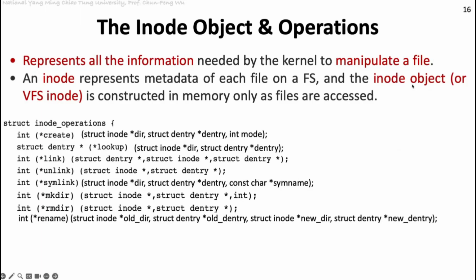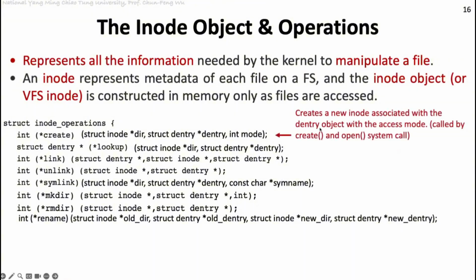So here are several kinds of inode operations. This is just to let you get a feel for what inode objects are, and what the role of the inode objects is. Here we have create. Create is to create a new inode associated with the dentry object with the access mode. Here are several parameters that you can use to create a new inode.